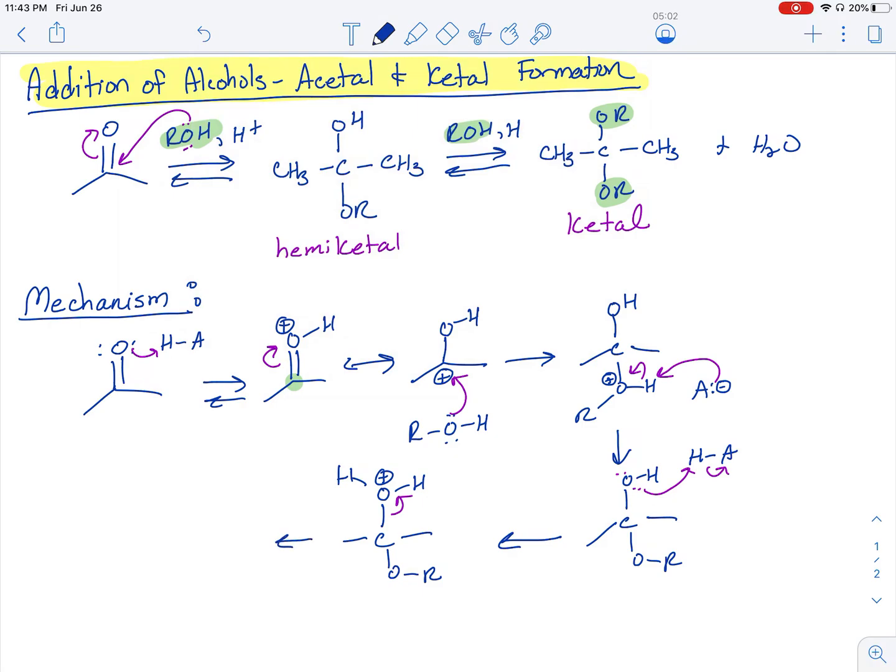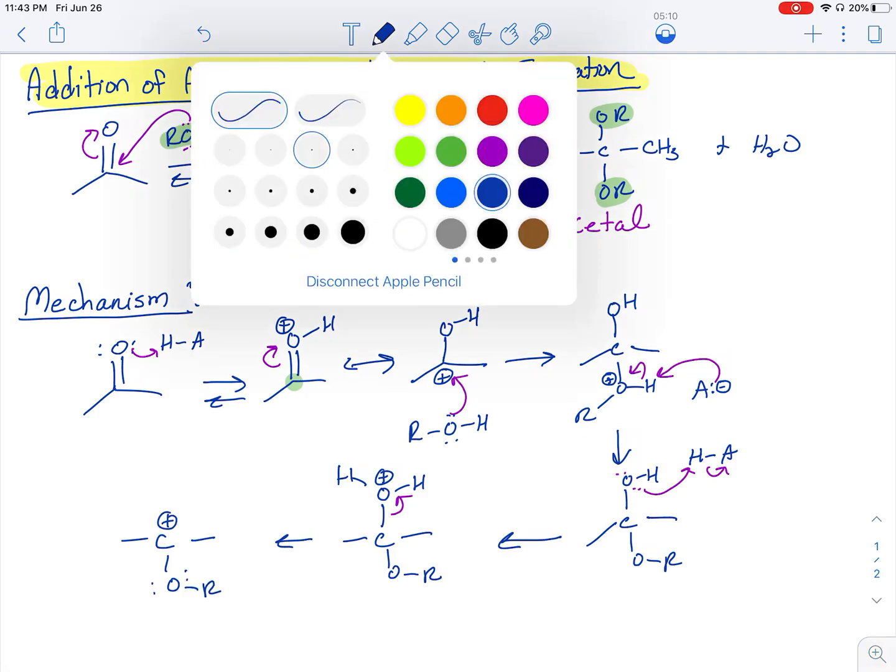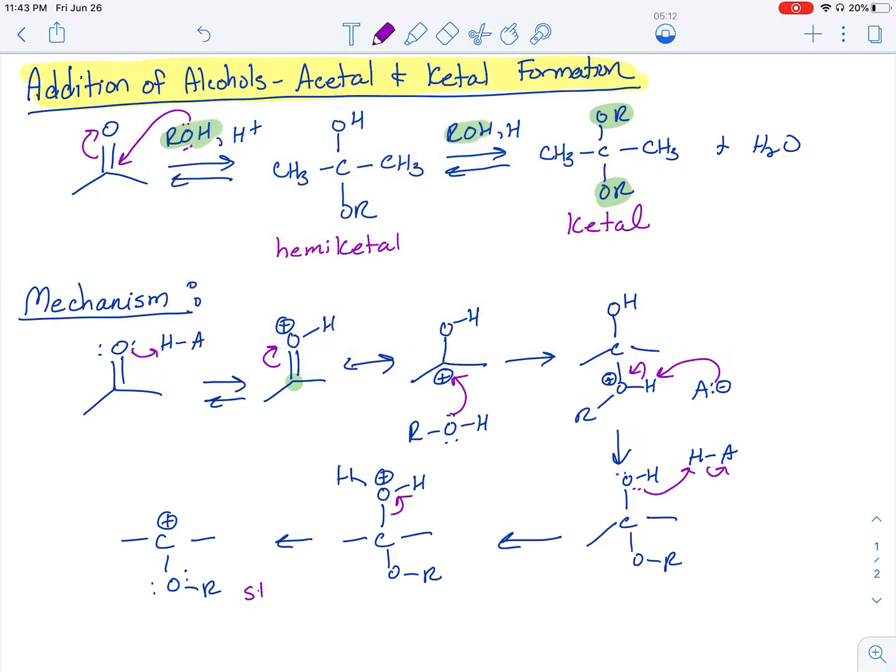Now, this carbocation is stable because this is a stabilized carbocation, right? A stable carbocation, and the reason is because of the electron donation of the adjacent oxygen, right? So this can help donate and stabilize that carbocation. So this is going to be very favorable, right? So that's a stabilized carbocation.